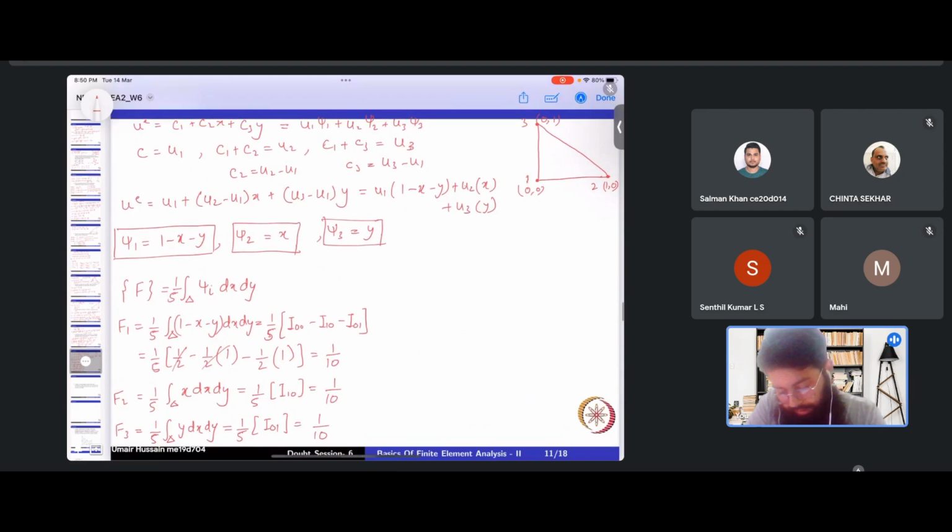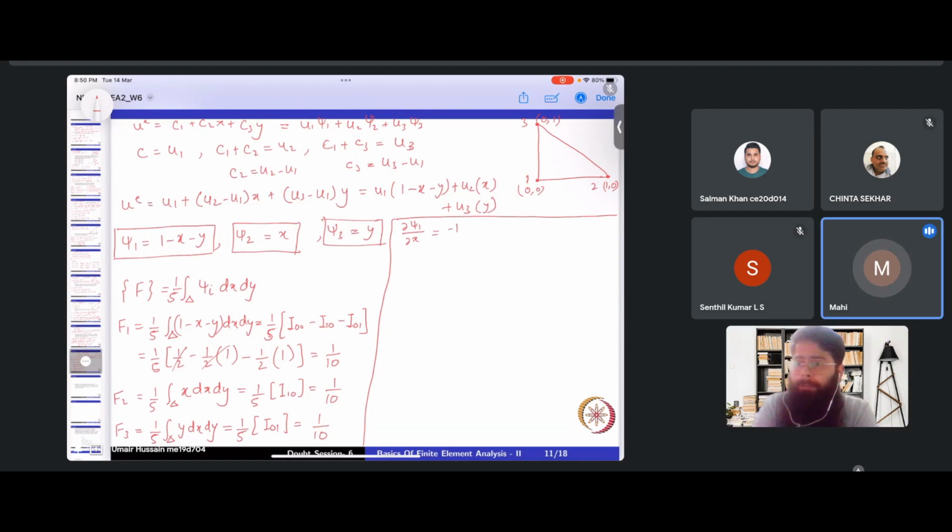Now we'll try to get our K matrix. So first of all, what is dou psi 1 by dou x? Sir, what about F1, sir? Can a force vector be a negative value, sir? Yeah, it can. So F1 is sorry, minus 1 by 10. Yeah, it should be minus 1 by 10. Thank you.